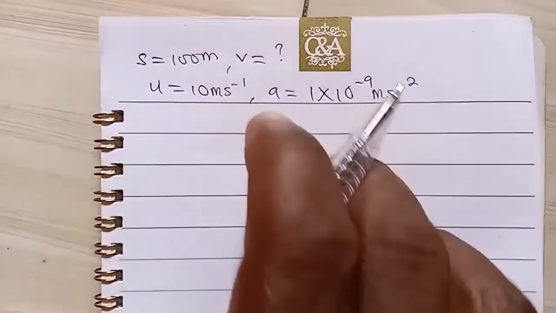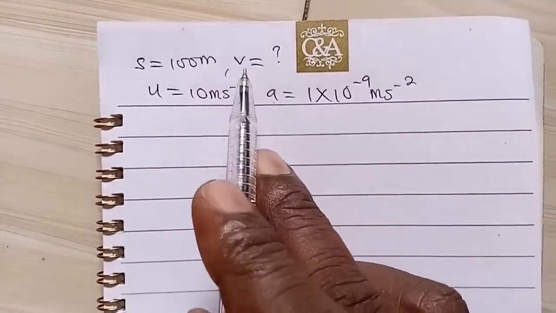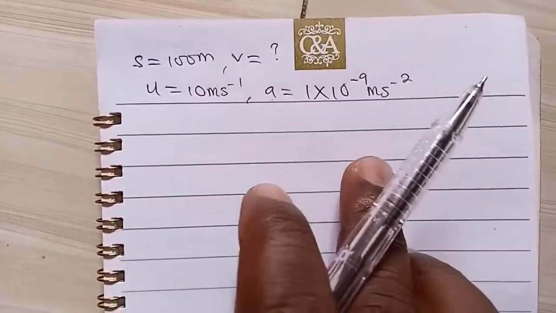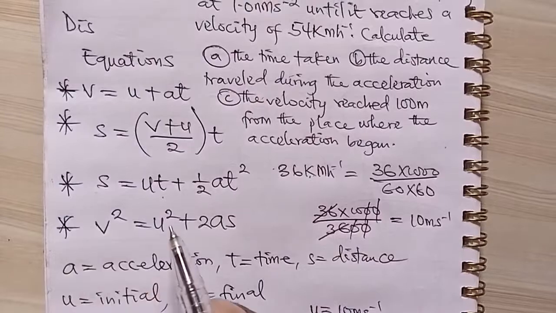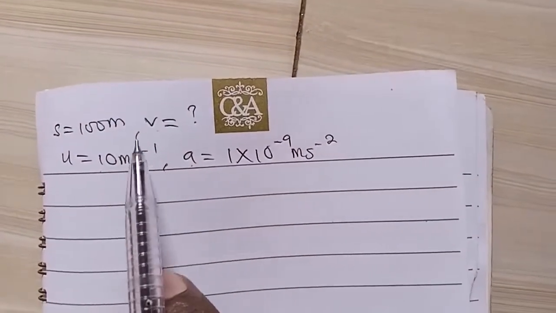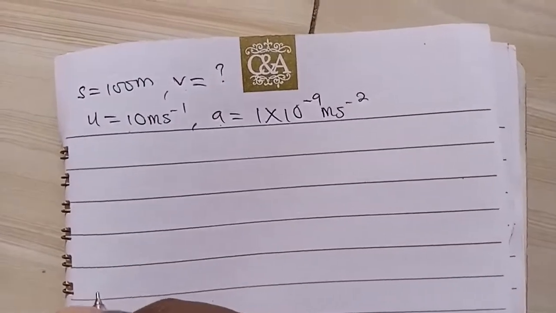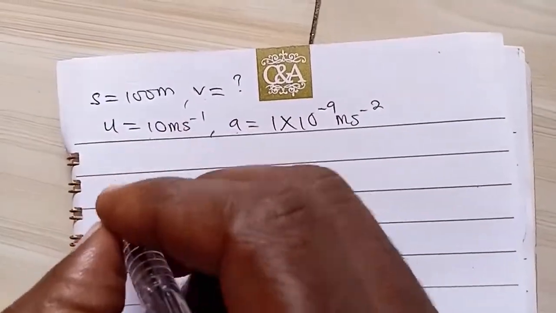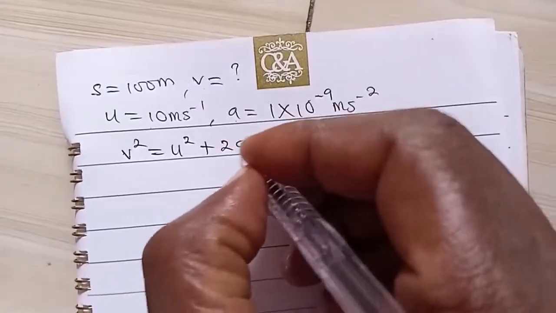So we have an equation. We have S, U, A, and V. That's the parameters involved. Now, if we go through the equations of motion, we'll notice that V, U, A, and S, that equation suits it. So we're going to use the equation that says that V squared is equal to U squared plus 2AS.